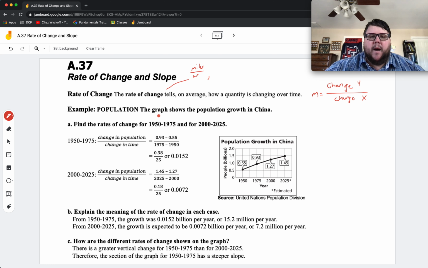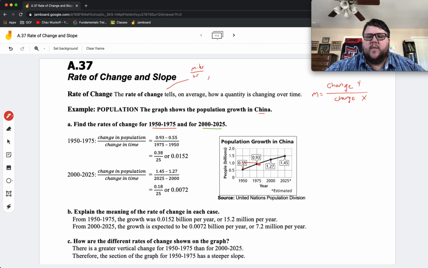All right, so population. The graph shows the population growth in China. Find the rates of change from 1950 to 1975, and then we'll find the rate of change from 2000 to 2025, and I'm going to do this in green. First thing I want you to recognize is that from 1950 to 1975, and I'm going to do this in red, we were drawing triangles, and the triangles represent the change in y over the change in x. So change in population.